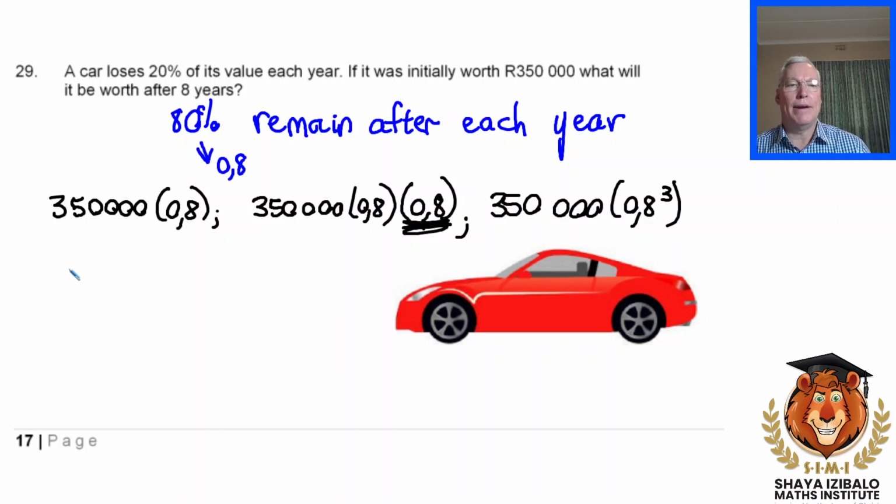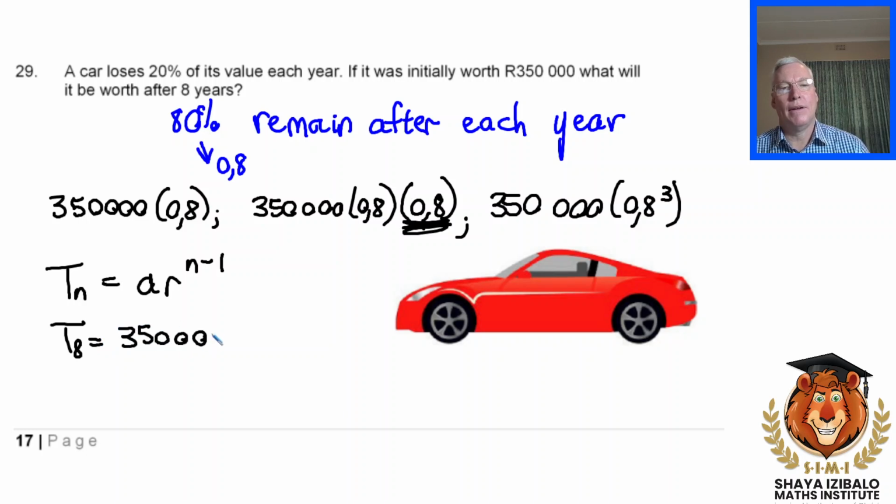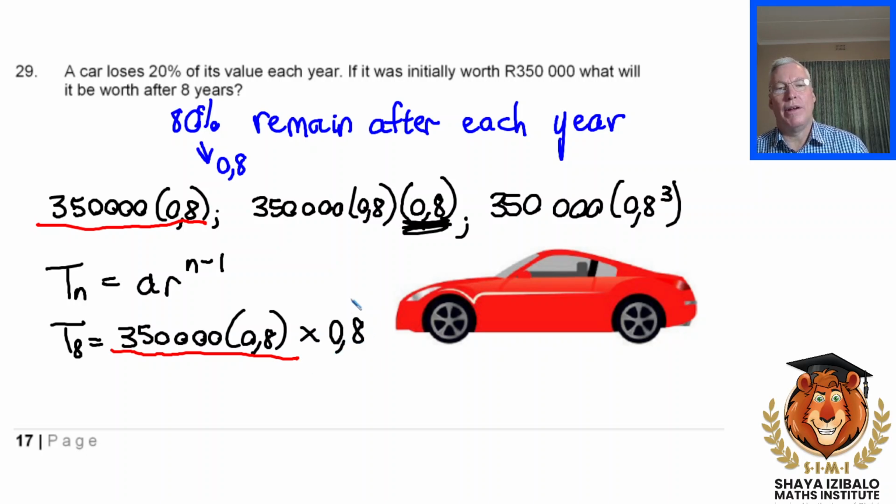We want term 8. Term 8, remember, is just AR to the n minus 1. So term 8 is actually just going to be 350,000 times 0,8. That's my A value. All right, there it is. I'm just going to underline all of that. That's A. R, we can clearly see R is 0,8. So now I want to take my R value of 0,8 and I want to raise it to the power of 8 minus 1, in other words, to the power of 7.